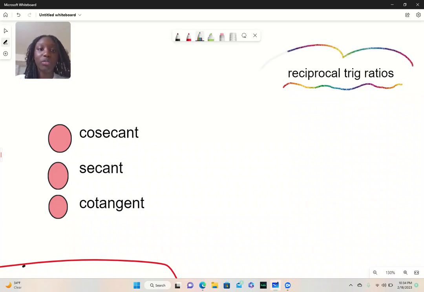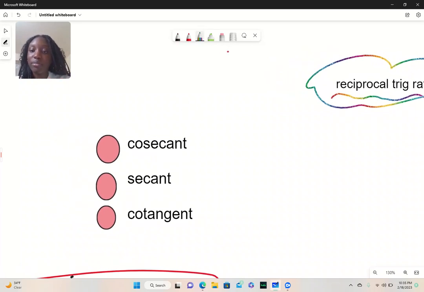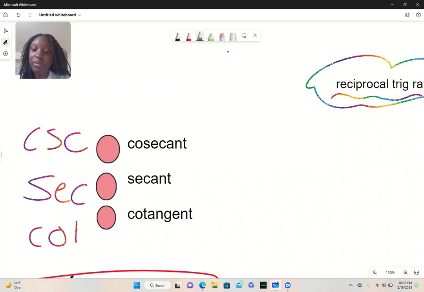Reciprocal trig ratios. Now this is the opposite of the basic trig ratios, which is still necessary in every single math. So let's get into it. The three reciprocal trig ratios are cosecant, secant, and cotangent. Now cosecant is rewritten as CSC, secant is written as SEC, and cotangent as COT.